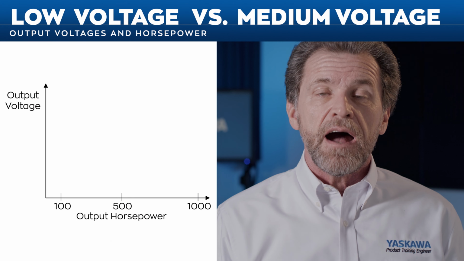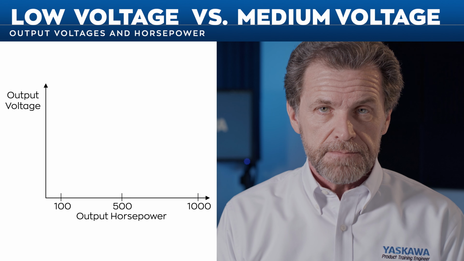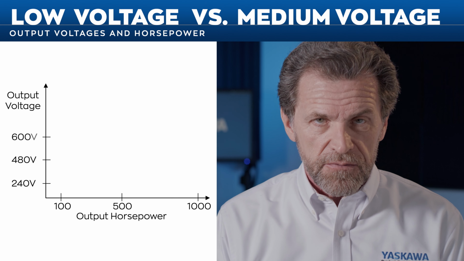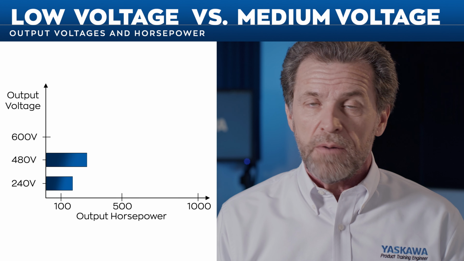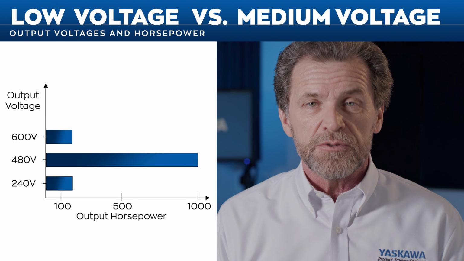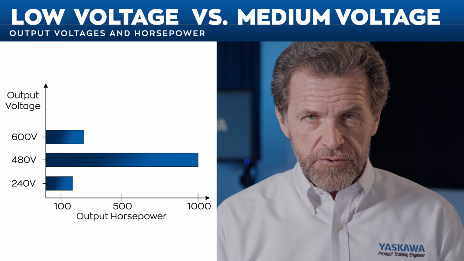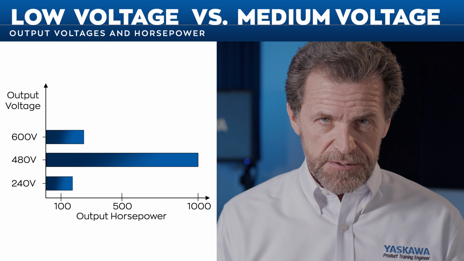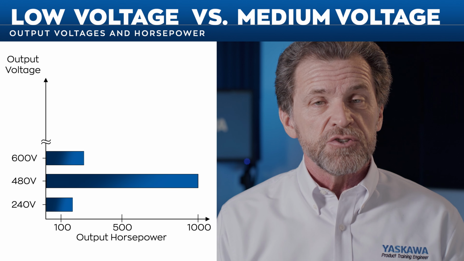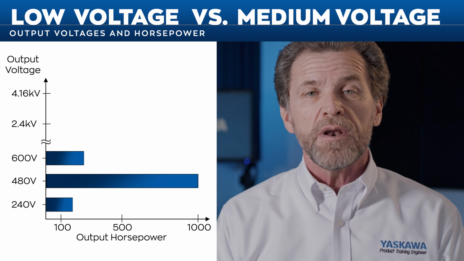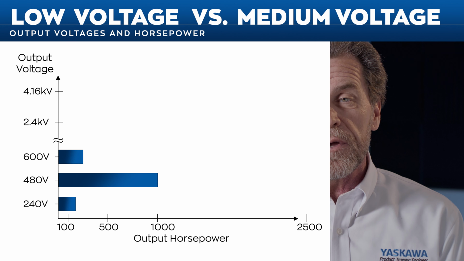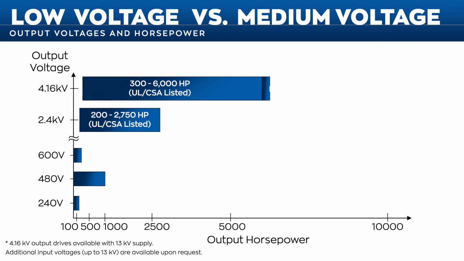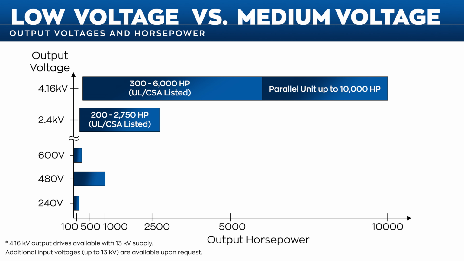The majority of drives are low voltage drives, or LV drives. They typically operate on 240 volts, 480 volts, or 600 volt supplies, and drive motors from fractional horsepowers up to 1,000 horsepower. Medium voltage drives, or MV drives, provide a robust solution for the largest of motor applications. Typical applications operate at 2,400 volts, 4,160 volts, or 13.8 kilovolt supplies, and operate motors ranging from 500 horsepower up to 10,000 horsepower or more.